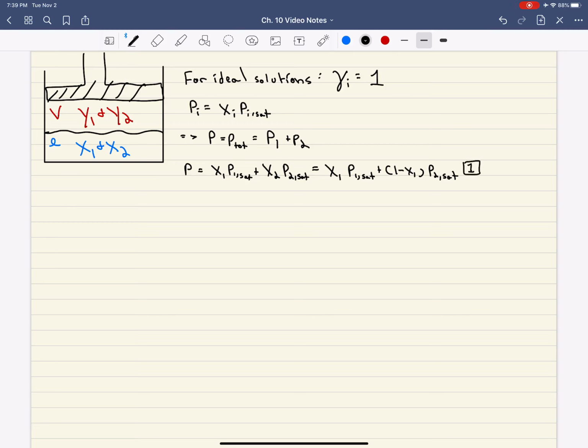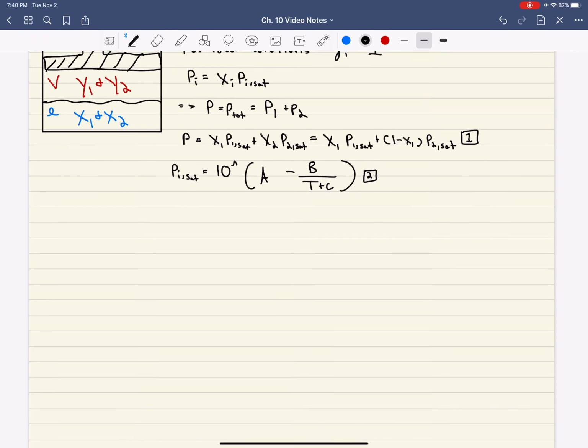In order to calculate the vapor pressures of each of the species, what you would need to use is Antoine's equation, where A, B, and C are just empirical constants.